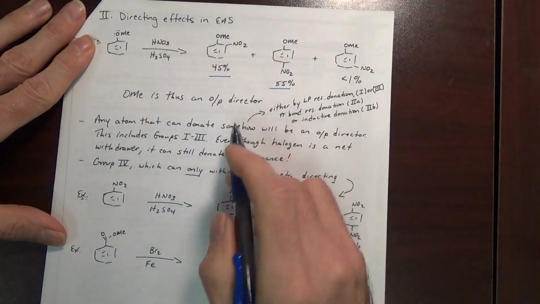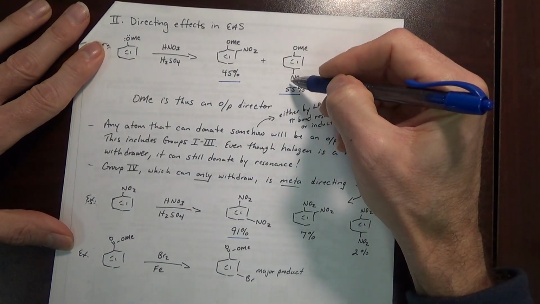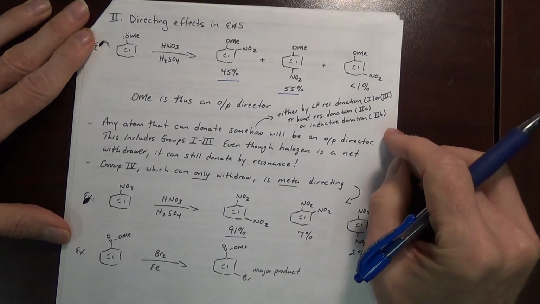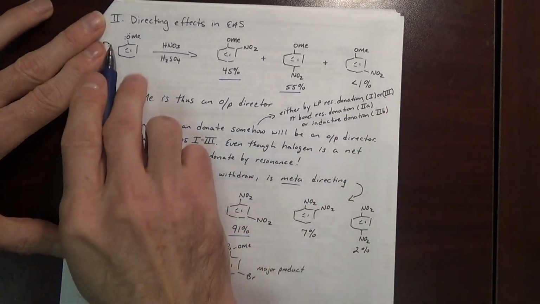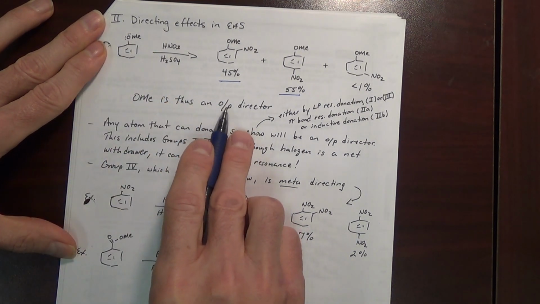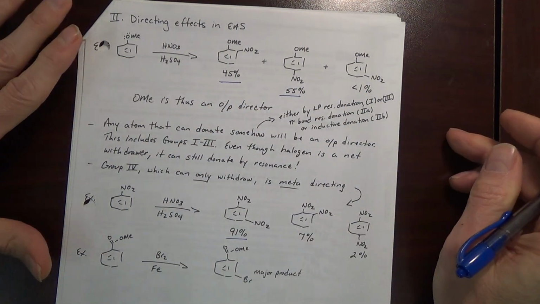Now, in some other reactions other than nitration, sometimes para is preferred a little bit more than the ortho. But ultimately, we will always consider groups such as the methoxy, ortho-para directors. Both are going to be substantially formed.